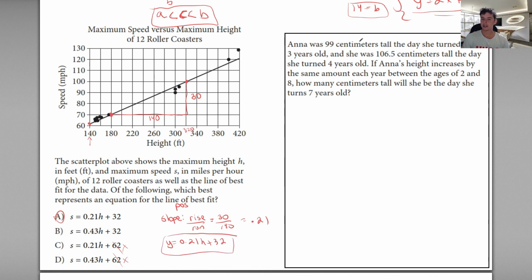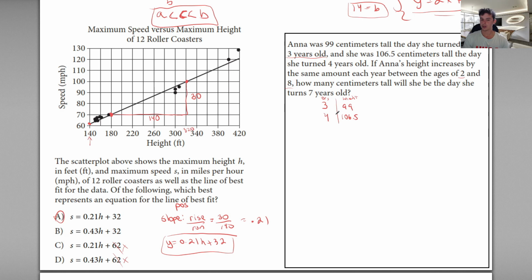Anna was 99 centimeters tall the day she turned 3 years old. Okay, so at 3 years, let's do a table here, years and height. So 99. When she turned 4, she was 106.5. If Anna's height increased by the same amount each year between the ages 2 to 8, how many centimeters tall will she be the day she turns 7?